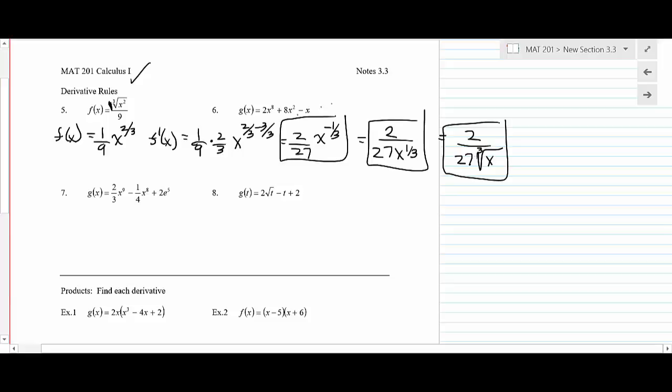Okay? All right, the next one I'd want you to be able to do in your head. So I'm just going to write that above here. What's the derivative of 2x to the 8th? 16x to the 7th, okay? 8 times 2 is 16. Exponent goes down 1. What's the derivative of 8x to the 2nd? 16x to the 1st, right? 2 times 8 is 16. Exponent goes down 1. What's the derivative of x? 1. It's the number in front. So that's your derivative right there.